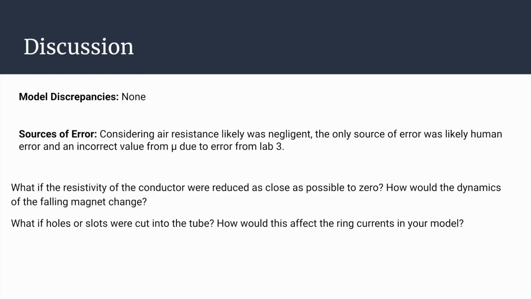What if holes or slots were cut into the tube? How would this affect the ring currents in your model? If this were the case, the induced current in the tube would likely be less, as the holes that are cut would disrupt the current, and the magnet would probably fall through the tube much quicker as a result of a lesser upwards magnetic force due to the lesser current.